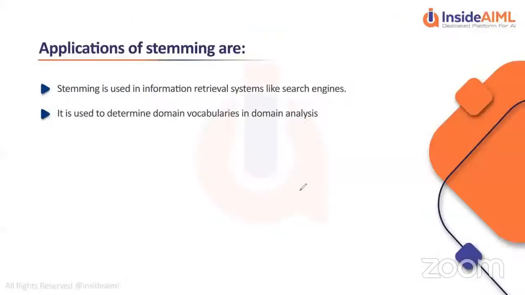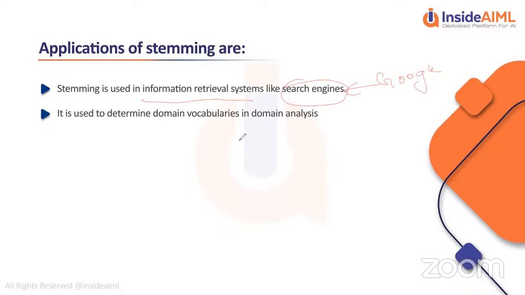Stemming is clear. Application of stemming: stemming is used in information retrieval systems like search engines. I will give you an example of Google. If you write a sentence in your Google search and it contains playing, working, worked, differently, difference, everything will be converted into the stem first, then the search will take place. This is the search engine, or I will say the information retrieval system.